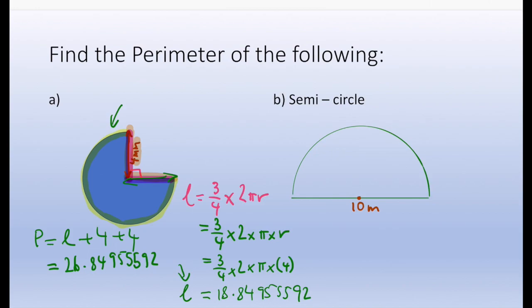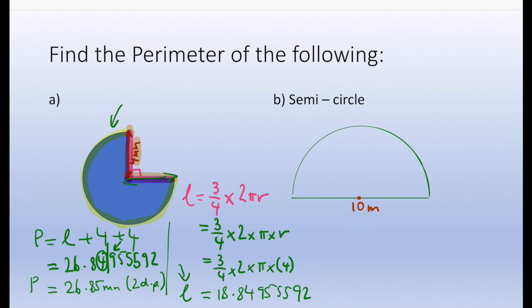26.84955592. Let's put it to 2 decimal places. That is certainly 5 or higher, so the 4 will change to a 5. So the perimeter equals, I'm going to put a line here, 26.85, and the units is millimeters, and it's to 2 decimal places.